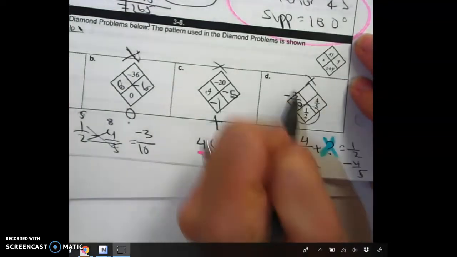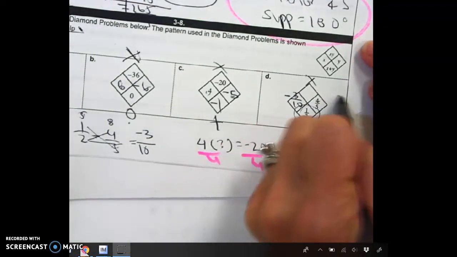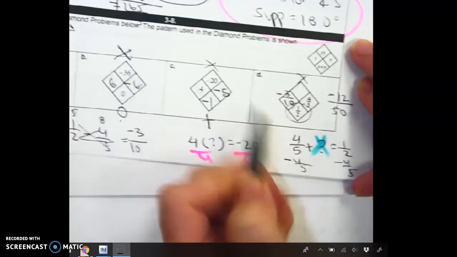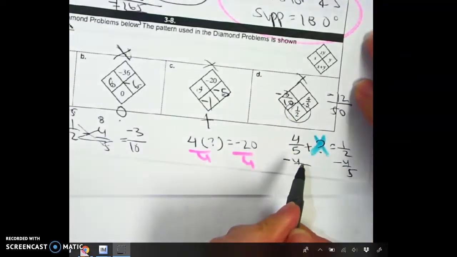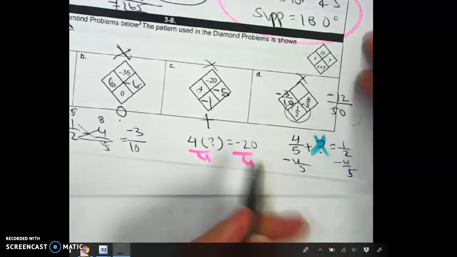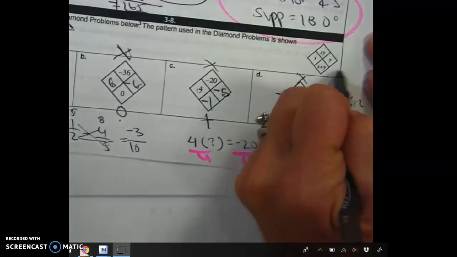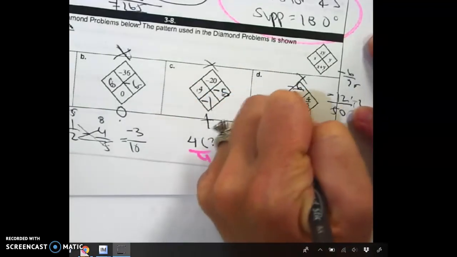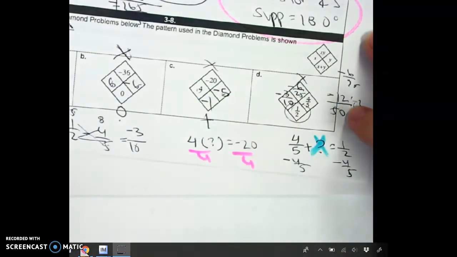And now I have to multiply. So negative 3 times 4 is negative 12. And then 10 times 5 is 50. But I can divide that one actually by 2, which is negative 6 over 25. So that's negative 6 over 25. That was a hard one. Okay, let's go to the next page.